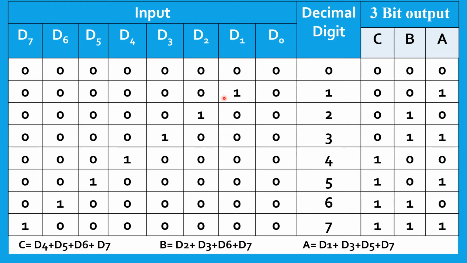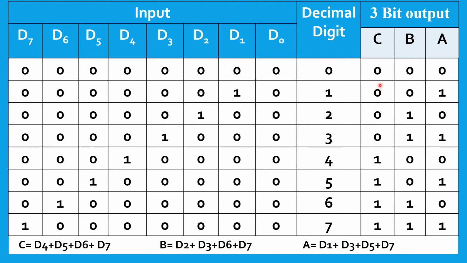And here we can see that only one input line is active at a time. When D1 is active, all the other inputs are 0. When D2 is 1, all the other inputs are zeros. And so on up to D7: when D7 is 1, all the other inputs are zeros.